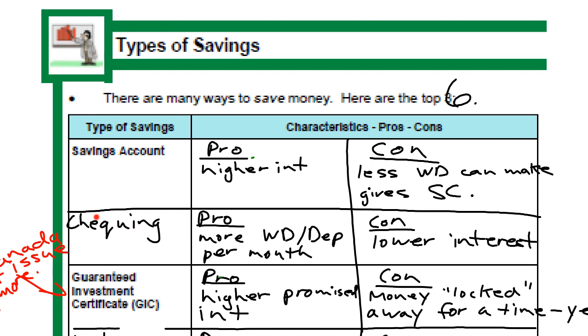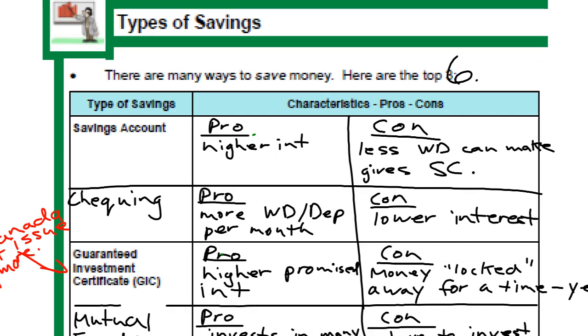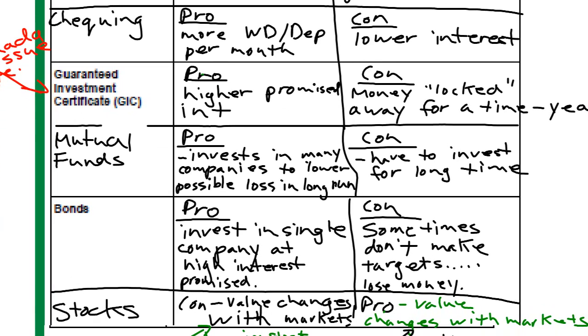Now for a checking account, we already looked at that earlier when we were doing our banking transactions. The pro is that you have more withdrawals and deposits per month that you can use, right? Now, the con is that we have a way lower interest rate that's provided for you by the bank.